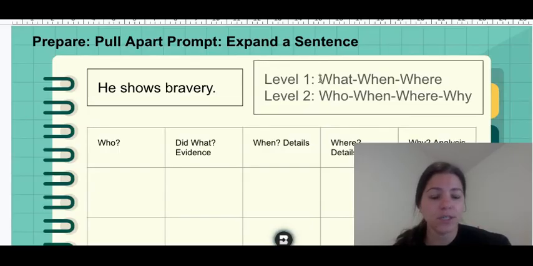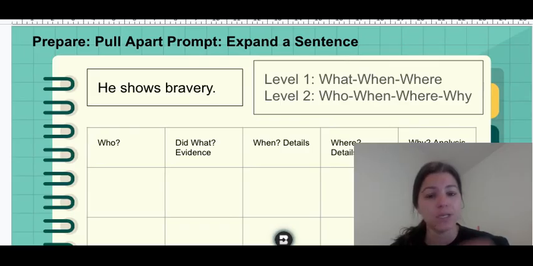Level 1 questions would be using words like what, when, and where for question words. Level 2 would be who, when, where, and why. Depending on your students, you can decide which questions you're going to have them answer. So if the simple kernel sentence is "he shows bravery," who shows bravery? What did they do? When did they do it? Where did they do it? Why did they do it, right?